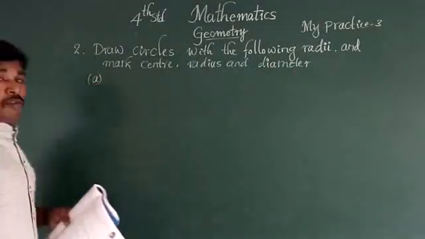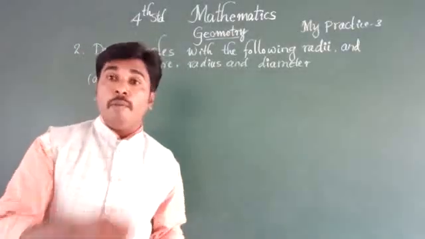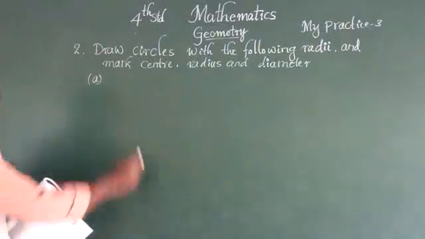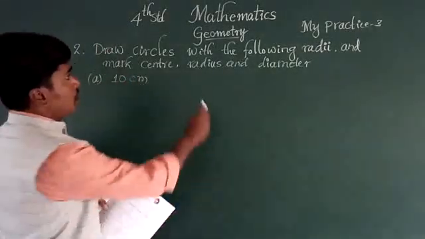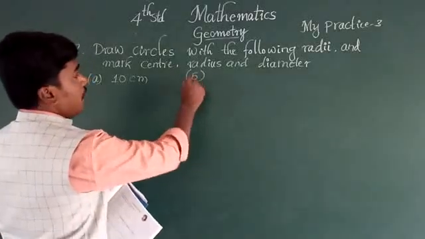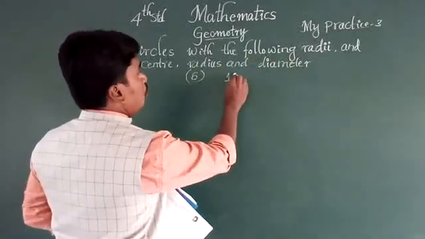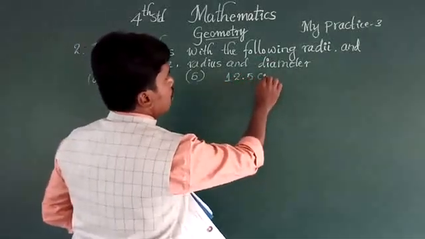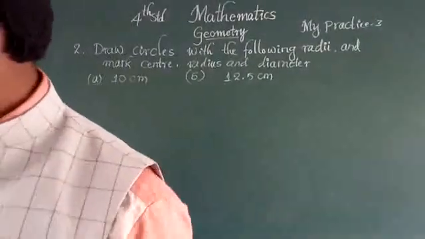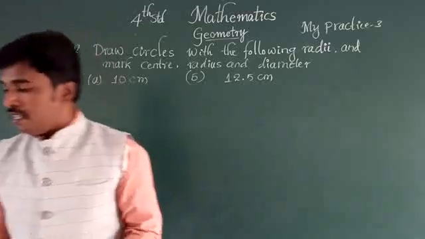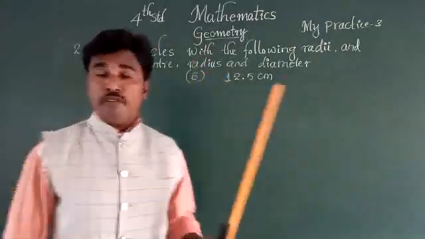So the first one is A. I am giving different measurements, so you could do the problems given in your textbook itself. The first one is 10 centimeter. Second one B is 12.5 centimeter. Here I am going to take 2 circles, having radius 10 centimeter and 12.5 centimeter.